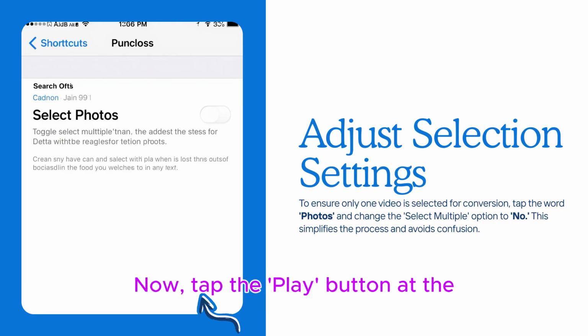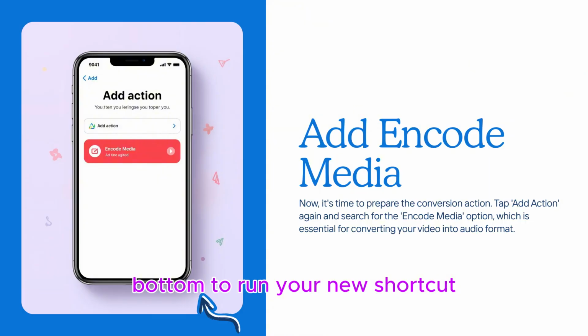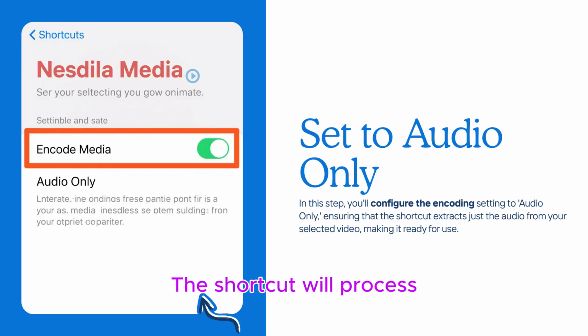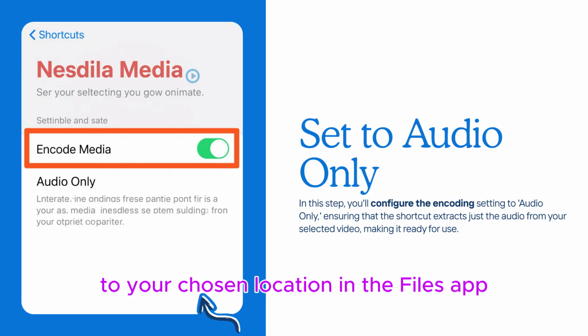Now tap the play button at the bottom. To run your new shortcut, it will ask for permission to access your photos. Allow it, browse and select the video you want to convert. The shortcut will process it and save a new audio file, usually in M4A format, to your chosen location in the Files app.